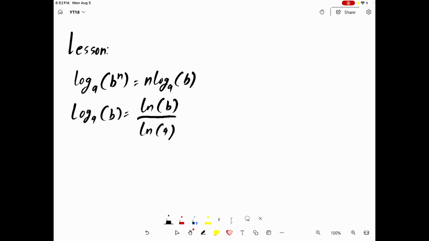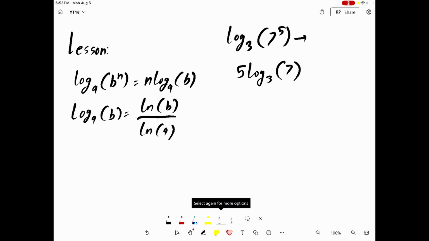An example of this is if I had logarithm base 3 of 7 to the 5th. This is equal to 5 times the logarithm base 3 of 7. This is how the formula works.